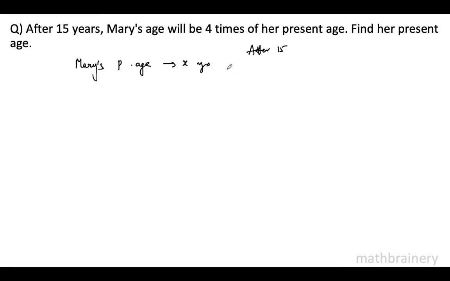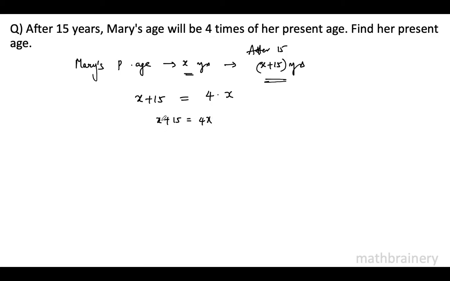After 15 years, Mary's age will be x plus 15 years. Now, what is given? After 15 years, Mary's age will be 4 times her present age. This age after 15 years is 4 times her present age, which is x years. This is the condition. So, what we have? x plus 15 is equal to 4x.